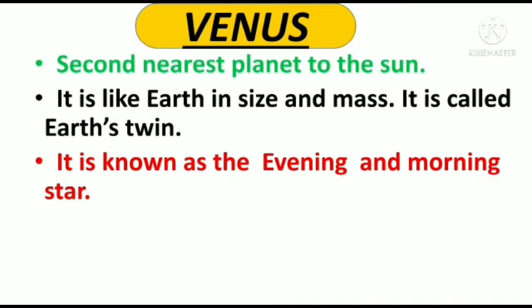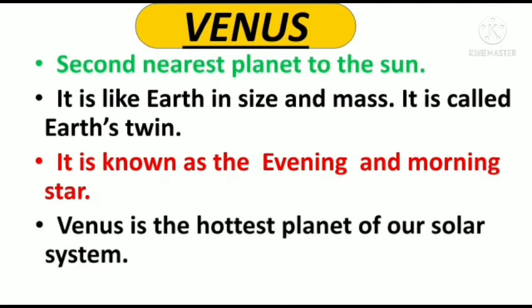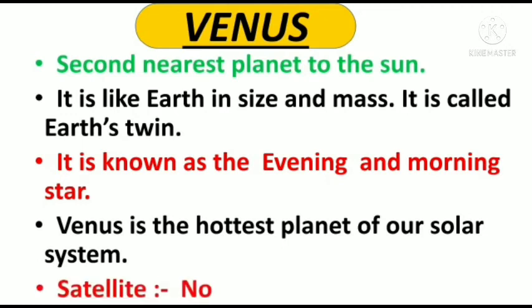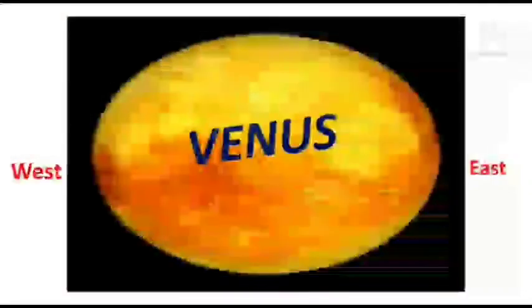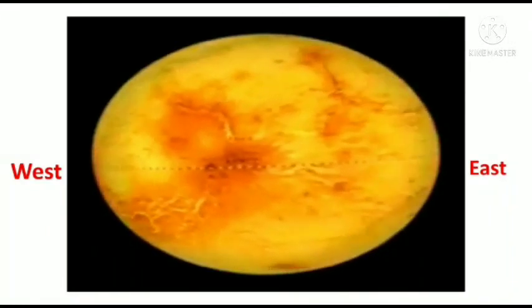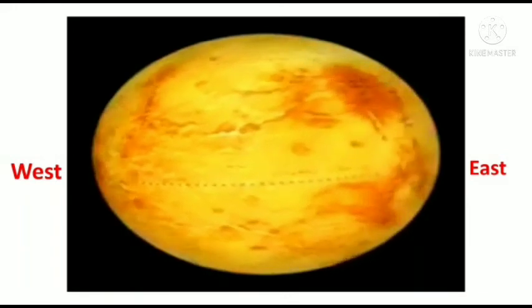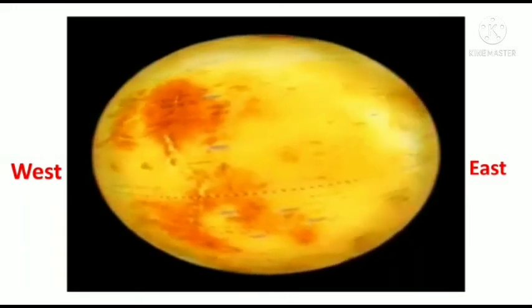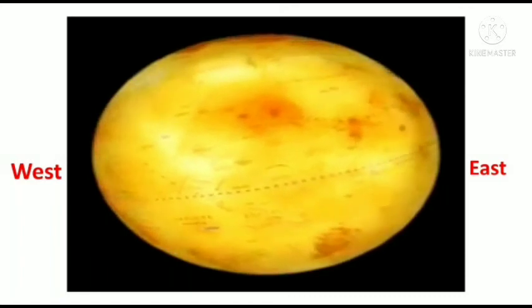Now about rotation and revolution. Venus has rotation and revolution, and it is the hottest planet of the solar system. Look at the picture of Venus. There is no satellite of Venus, and it moves from east to west. This is the second planet of our solar system, that is Venus.